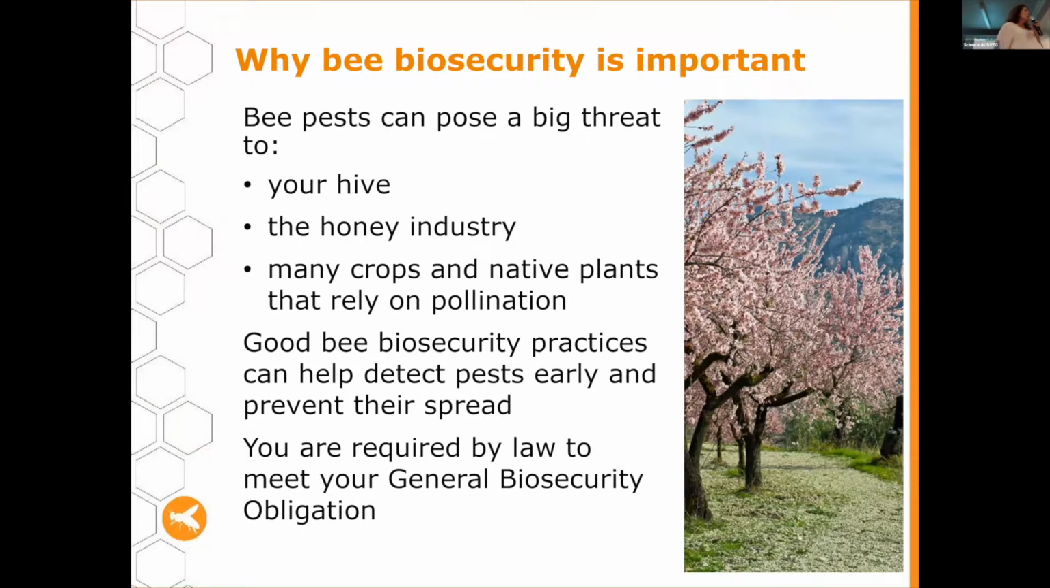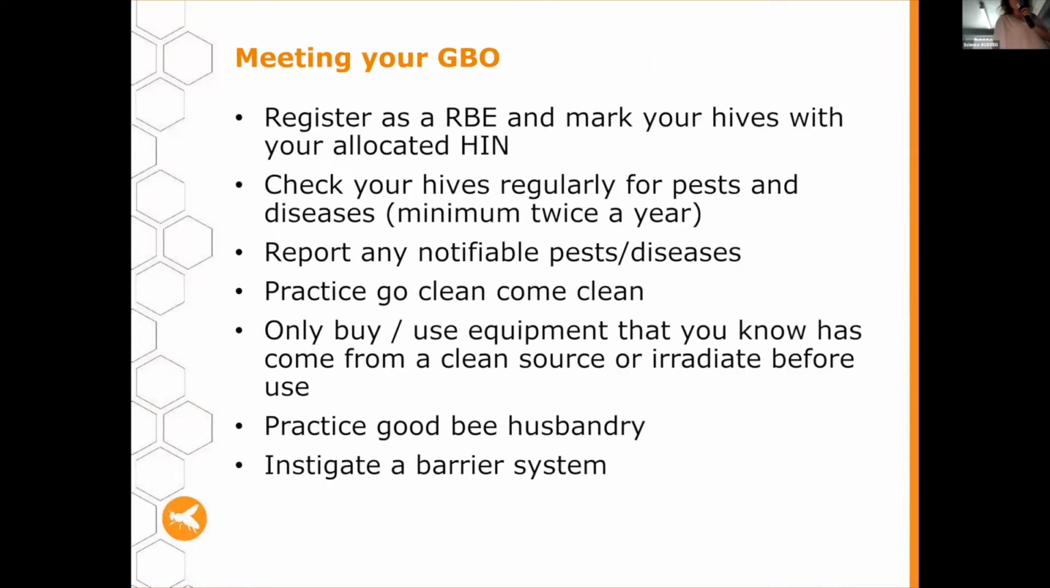Good bee biosecurity practices let us detect any pests easily. It means we are more likely to be able to eradicate them or prevent their spread. And as Kerry mentioned, you're required by law to meet your general biosecurity obligation. There are a few things you can do as a beekeeper to make sure that you do this. The first one is to register. Even if you've just got one hive, you need to be registered and you need to mark your HIN, or hive identification number, on the front of your hive.